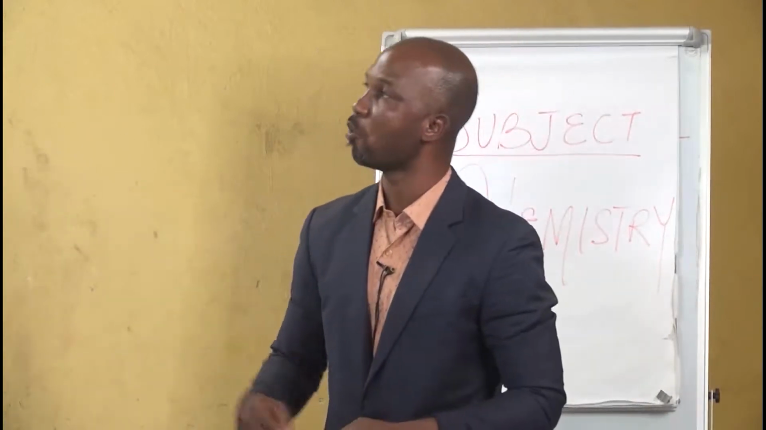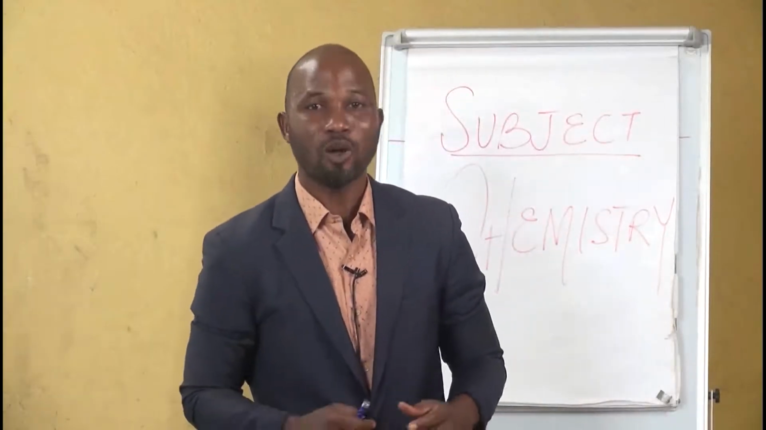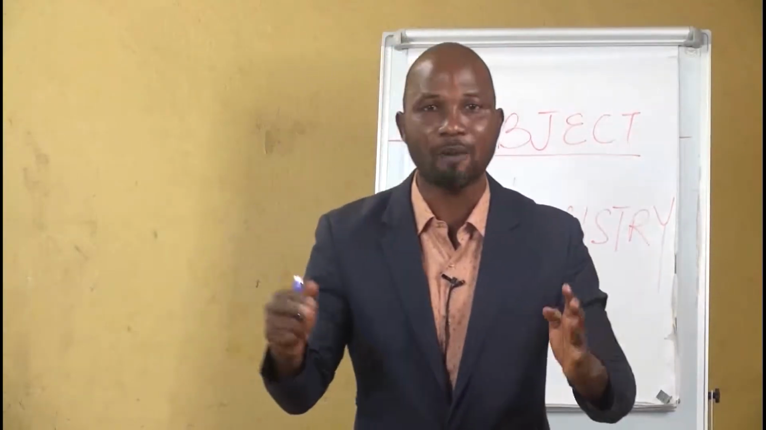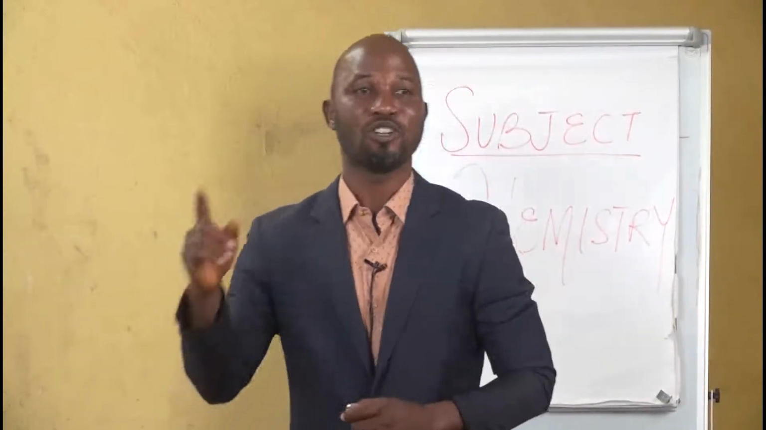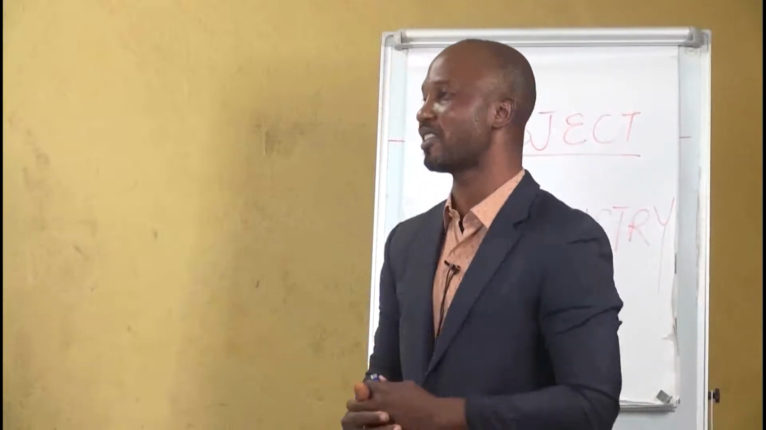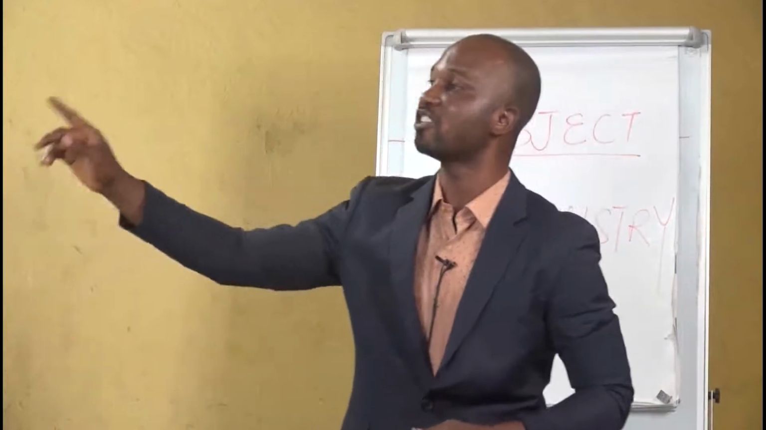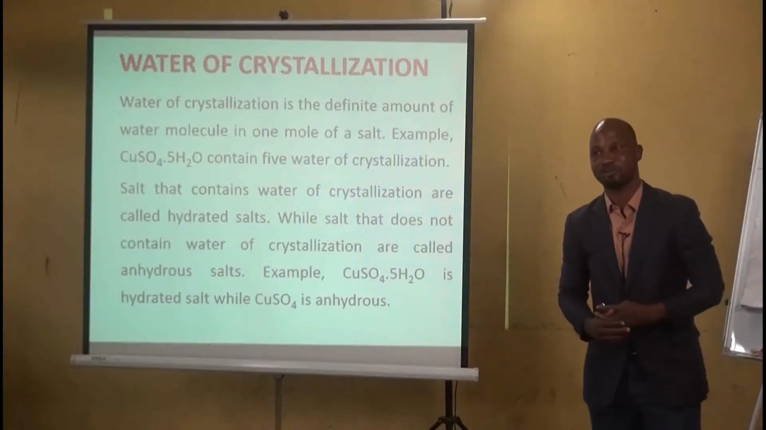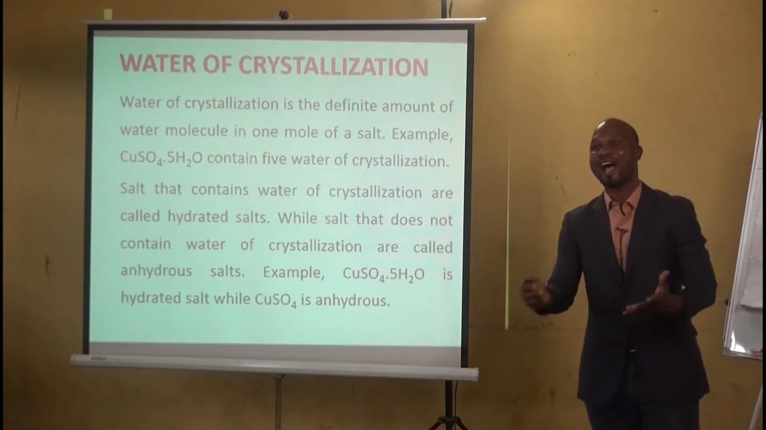Lastly, my students, water of crystallization. What is water of crystallization? Water of crystallization is a definite or fixed amount of water molecules contained in 1 mole of a substance. And as you can see, copper(II) tetraoxosulfate(VI) contains 5 molecules of water of crystallization. And that's why we call it copper(II) tetraoxosulfate(VI) pentahydrate.